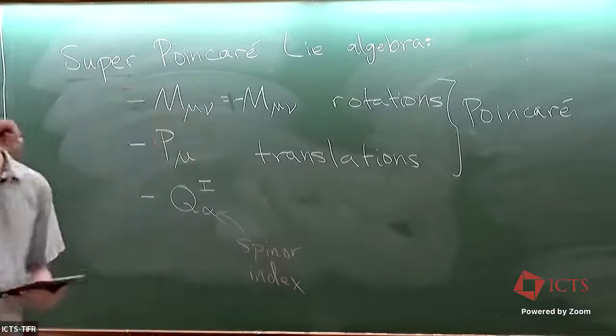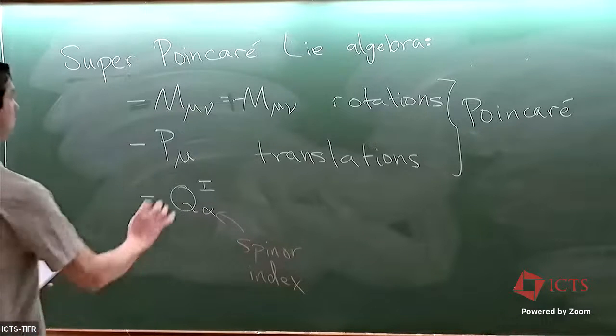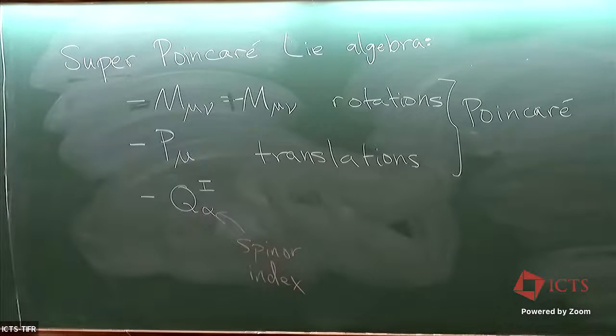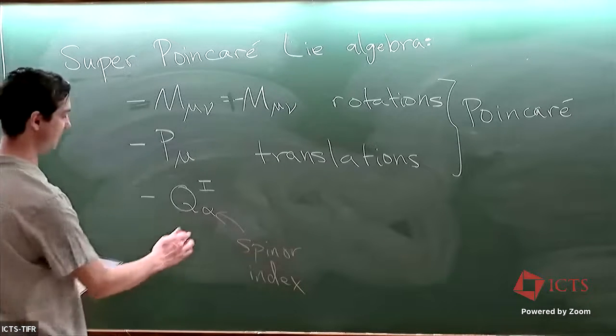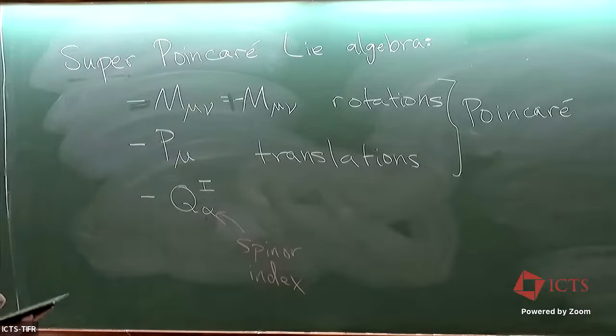In the three-dimensional setting that we're going to be interested in later, the rotation group is SO(3), its spin group is SU(2), and this alpha index is going to be an index for the fundamental representation of SU(2).